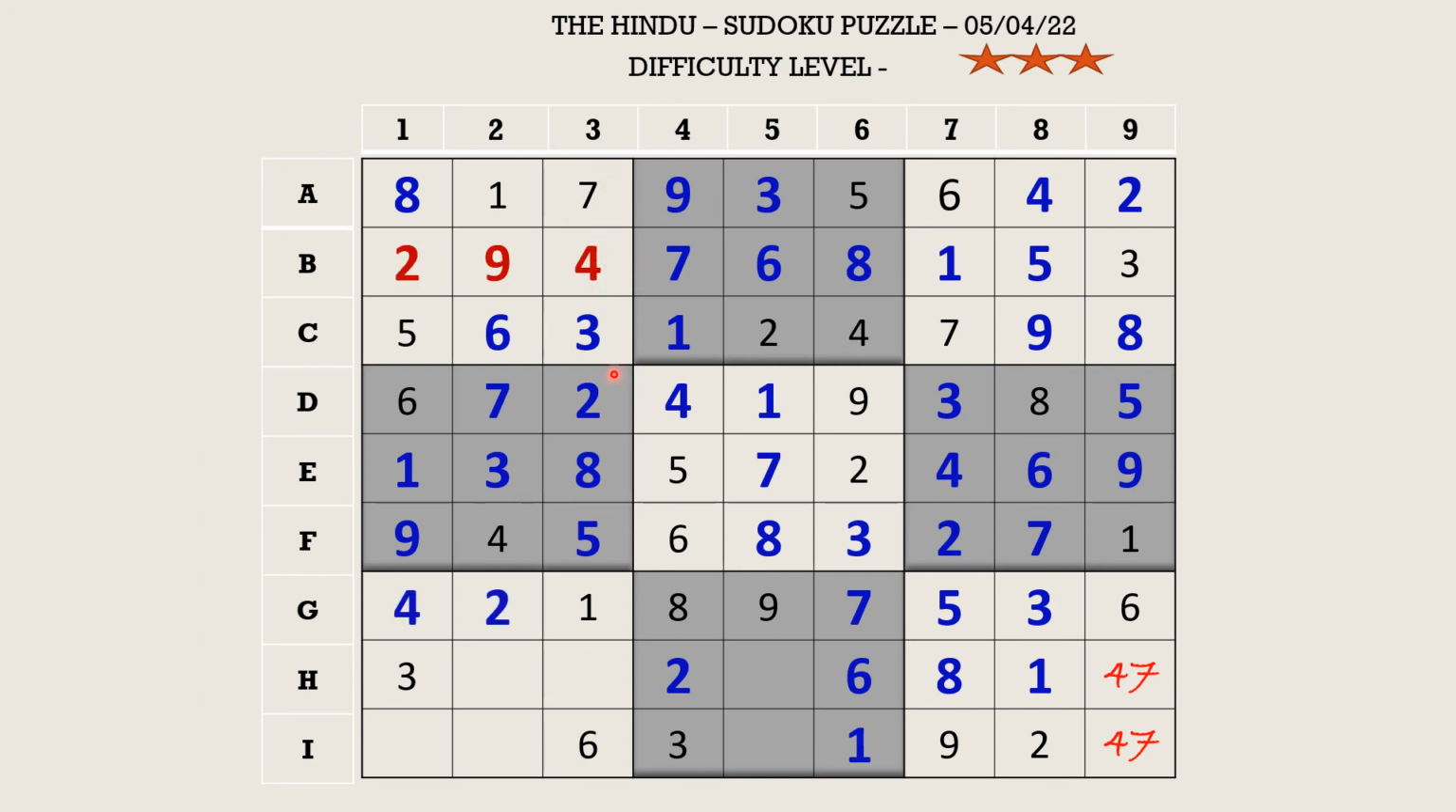Now the only missing number in column 3 is 9. The only missing number in column 1 is 7. In column 2, the missing numbers are 5 and 8. There is a 8 blocking from here. So H2 takes 5 and I2 takes 8. So this 7 here in I1 cancels out the 7 here. So I9 takes 4 and I8 becomes 7.